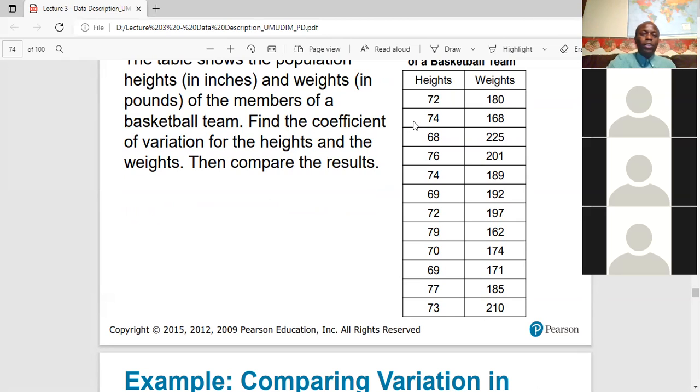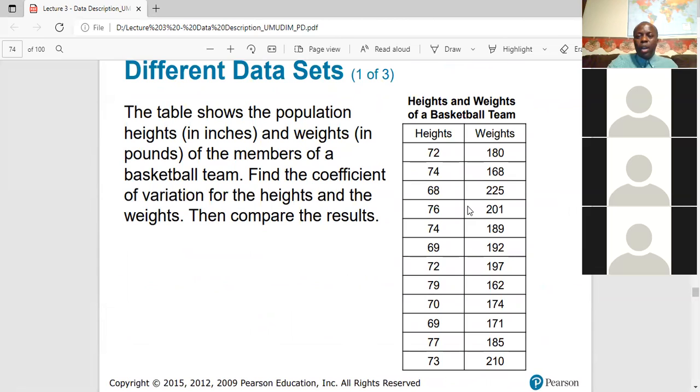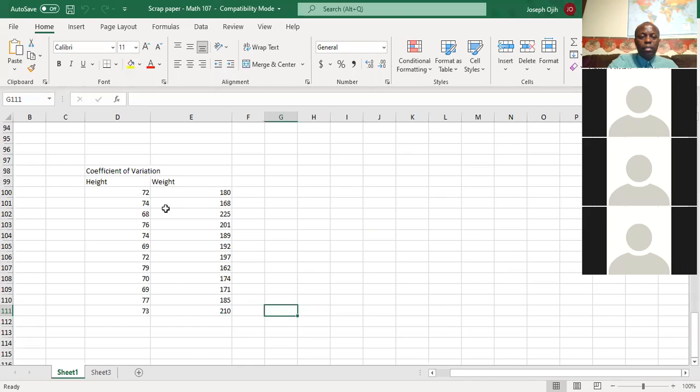Now, I have already shown you how to do this. To save our time, I will show you how to use Excel to calculate the mean and standard deviation. It's already calculated here, but we're going to show you how to get it fast using Excel. So I'm going to take you to Excel right away. I have the height and weight.